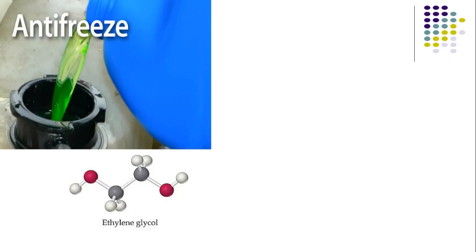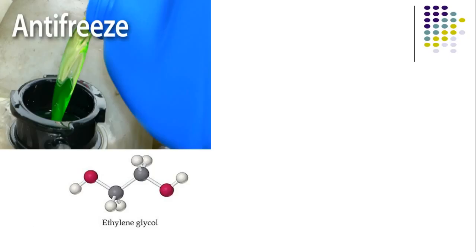We add antifreeze to our cars. It's ethylene glycol in water. That's our solute, the ethylene glycol. The reason why we add that to our radiators is because we don't want our radiators to freeze. Adding that solute helps to lower the freezing point, and so your car won't freeze over at something like 0 degrees Celsius, or 32 degrees Fahrenheit, which we rarely see here in California.